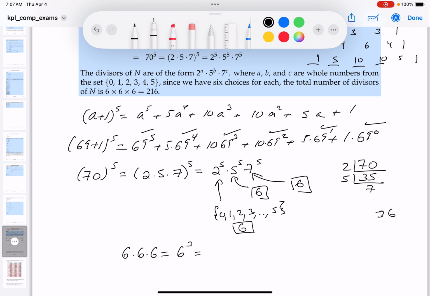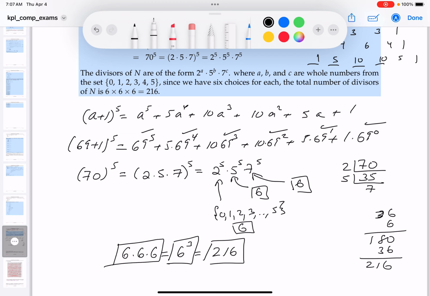Let me do some side arithmetic. 6 squared is 36, times 6. Well, let's see, 6 times 30 is 180, and 6 times 6 is 36, so you can get 216. So there's 216 choices. By the way, I'm of the opinion that this answer is as good as 216, and this answer is as good as 216 as well. Any one is acceptable. Thank you.